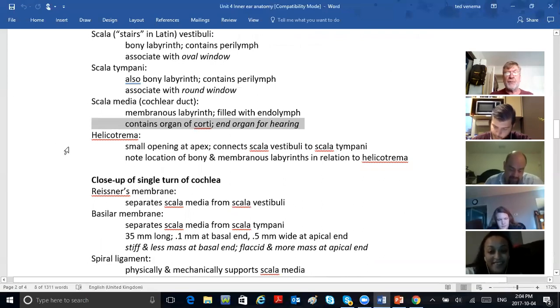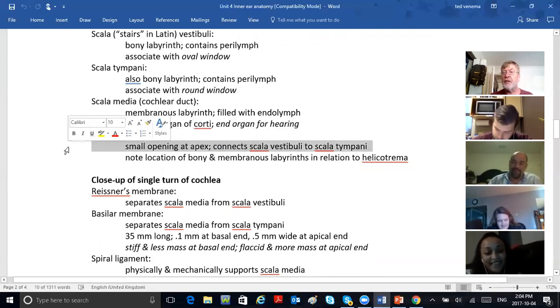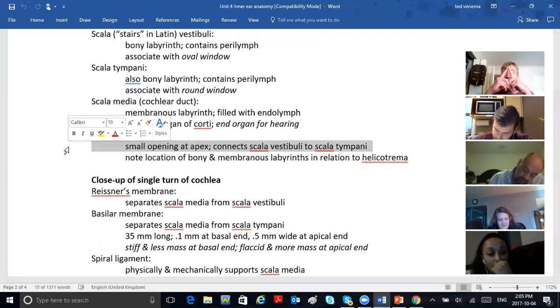So then you've got that small opening at the apex. When we call the apex of the cochlea, that's the tip. Okay? The apex of the cochlea is where the low frequencies are represented. The wide end of the cochlea is called the base. The base of the cochlea is bigger, and it's where high frequencies are represented.